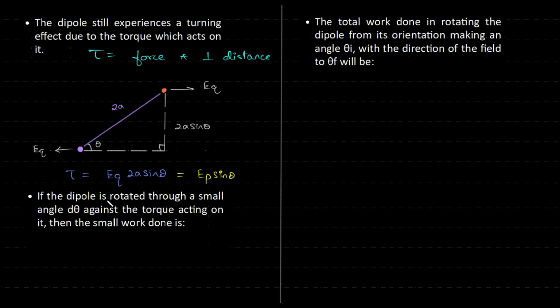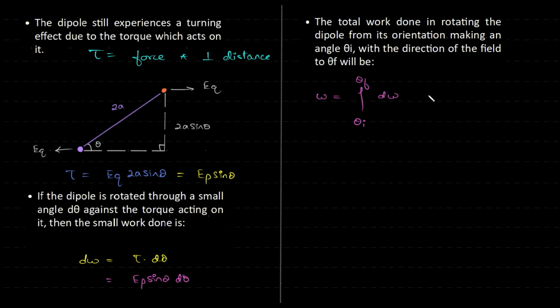Now, if the dipole is rotated through a small angle d theta, so we are doing work on it, we are rotating it. What happens? Well, the work will be equal to force into displacement, and this will be equal to EP sin theta d theta. Of course, we don't generally do small work. We do a lot of work. To add all of them, what should we do? Yes, integrate. So theta i to theta f, all the work between that.